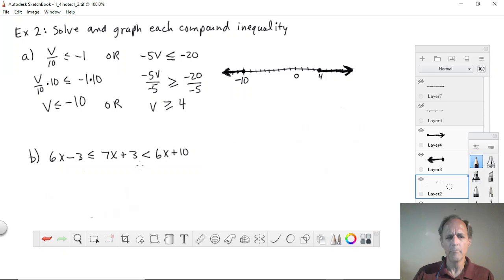There are other types of ands where none of the expressions are the same. Let's write this out as an and, and I'll show you what I mean. So this is 6x minus 3 is less than or equal to 7x plus 3, and 7x plus 3 is less than 6x plus 10.